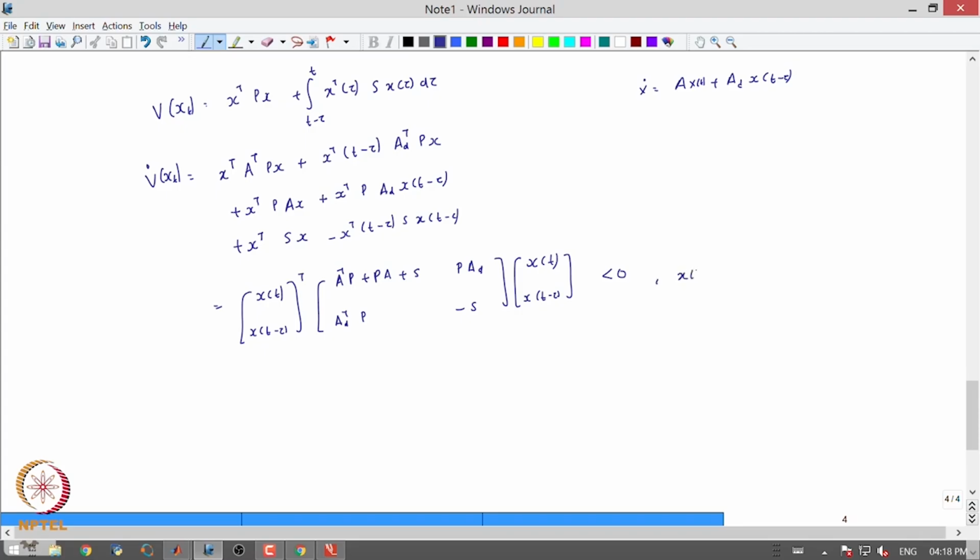So, x of t, this constraint, and t greater than or equal to 0. So, V dot of t being less than 0 translates to this matrix being less than 0. Okay. Now, this is an LMI, right.